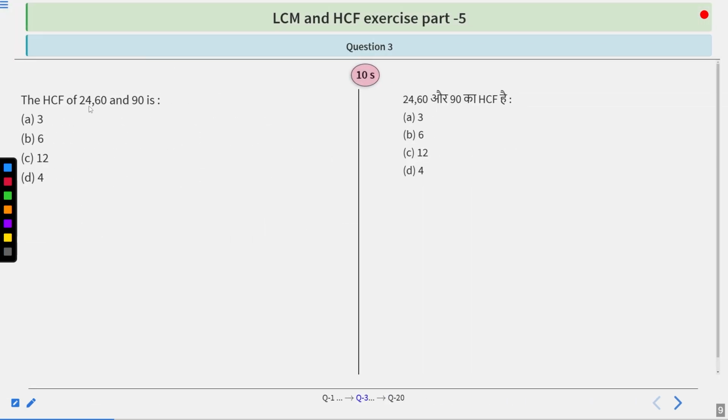The HCF of 24, 60 and 90 is, and the options are 3, 6, 12 and 4. These are the options.